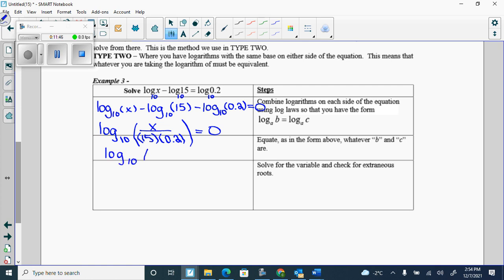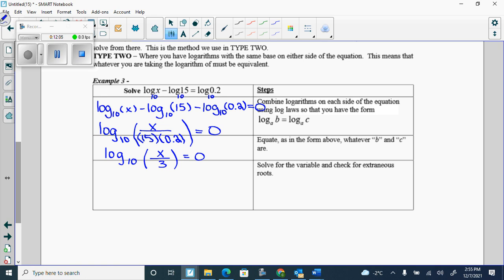Wouldn't it be 15 divided by 0.2? Nope. If they both have minus ones in front, they just both go to the denominator. And when you have more than one thing in the denominator, you multiply them. It makes sense?